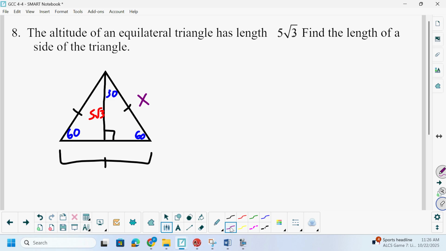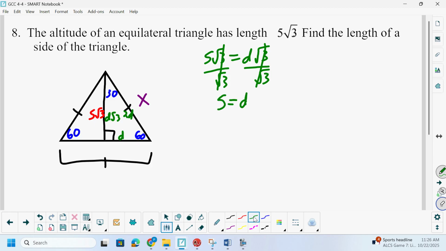So step 1, now that we've got our picture drawn, let's put in our D's. Across from 30 is D, across from 60 is D square root of 3, and across from 90 is 2D. Step 2, we'll take the side that has a number, the 5 square root of 3, and we'll set up an equation. That's equal to D square root of 3. We're going to work to get D by itself, so we'll divide both sides by square root of 3. The square root of 3's divide out, so D is just 5. Well, now to find our side length, which we called X, it's just 2 times our D value, or in other words, 2 times 5, so we get 10.